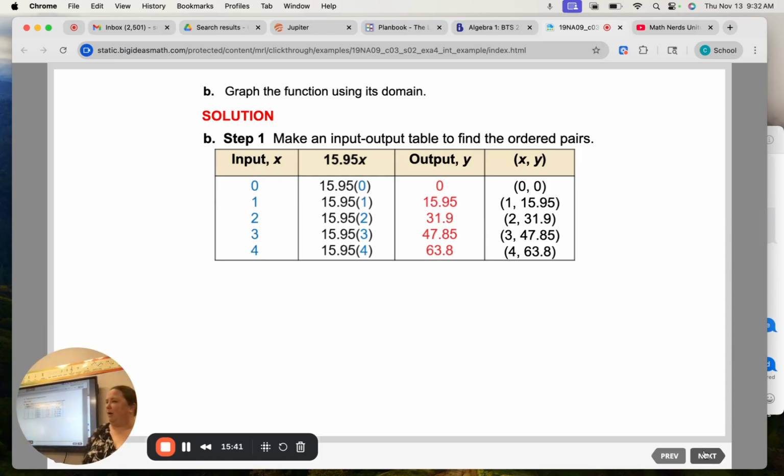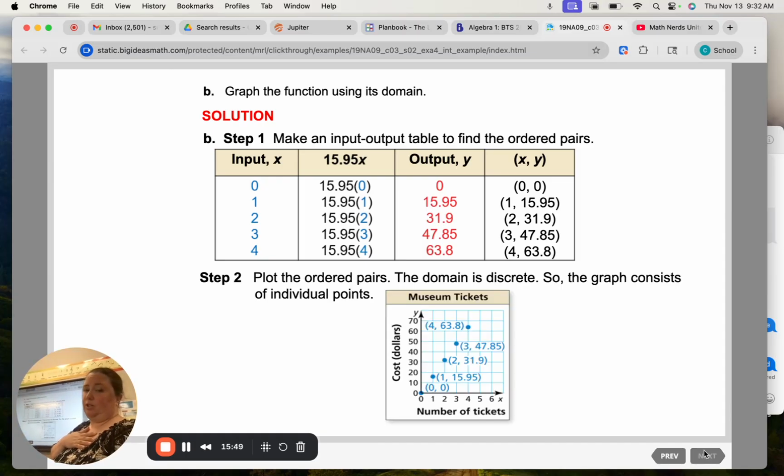Okay, they made their input-output table. Do I care if you have an input-output table? No. I want you to graph it. So you can take all of the points that we had, the input values 0, 1, 2, 3, 4, plug them into your equation, find the y value, and graph all these points if you would so choose.